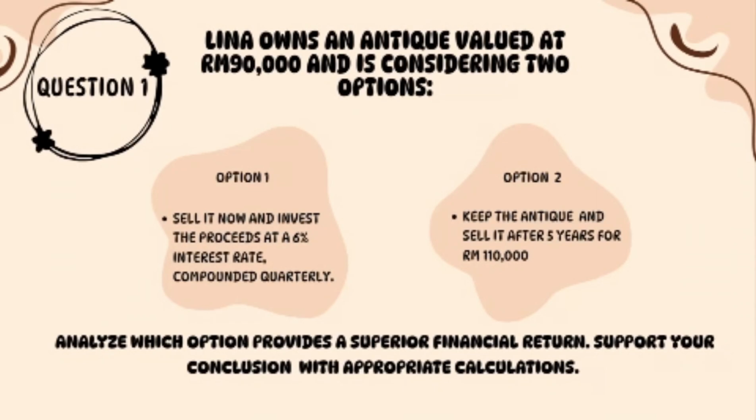For question 1, Lina owns an antique valued at 90,000 and is considering two options. Option 1, sell it now and invest the profit at 6% interest rate compounded quarterly. Option 2, keep the antique and sell it after 5 years for 110,000. Analyze which option provides a superior financial return. Support your conclusion with the appropriate calculation.